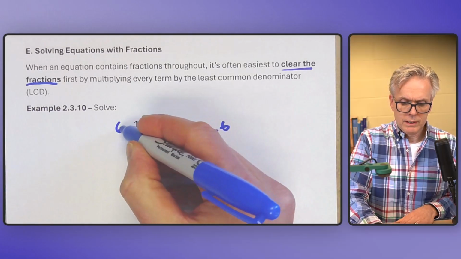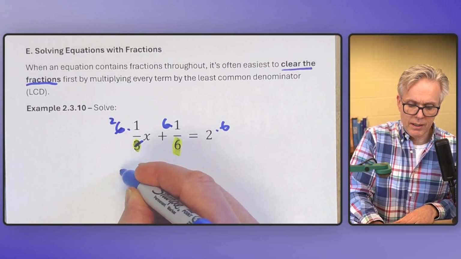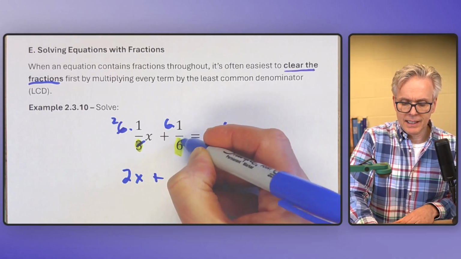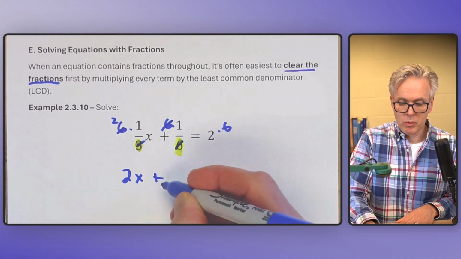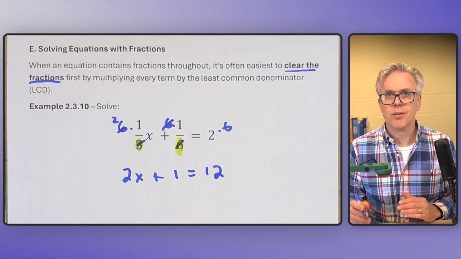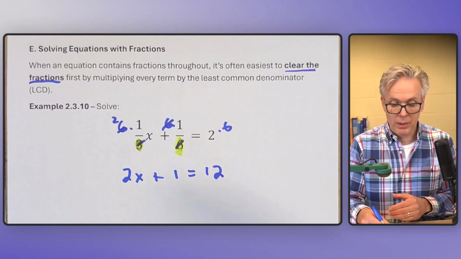So 3 goes into 6 2 times. 2 times 1 is 2x. So we're going to have 2x plus 6 goes into 6, 1 times 1 is 1, equals 2 times 6 is 12. So we made this a pretty easy equation to solve relative to the one we had up before.